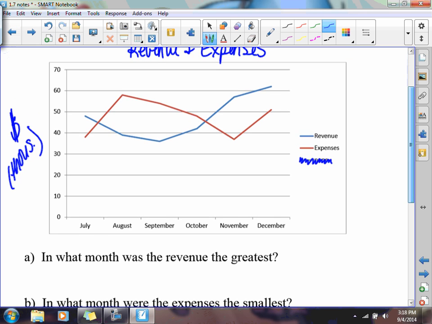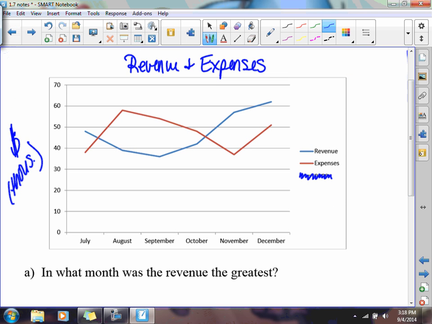So it says, in what month was the revenue the greatest? Now, revenue is the amount of money that the company takes in. That's the blue line. So we want to look at the blue line and see where it's the greatest. So we want to find the highest point, and it looks like right there in December. And again, we're not asked to interpret how much revenue they made, but it was just over $60,000.